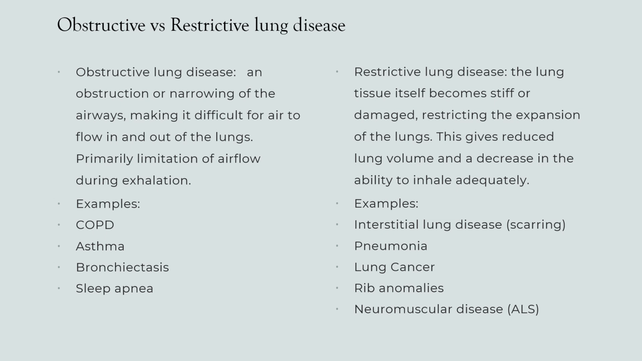In restrictive lung disease, the lung tissue itself has become stiff, damaged, or scarred, which restricts the expansion of the lung tissue. You have decreased lung volume and a decrease in the ability to inhale adequately. We see this with interstitial lung disease, pneumonias, lung cancer, any rib anomalies that block that full inhalation, and then neuromuscular diseases.